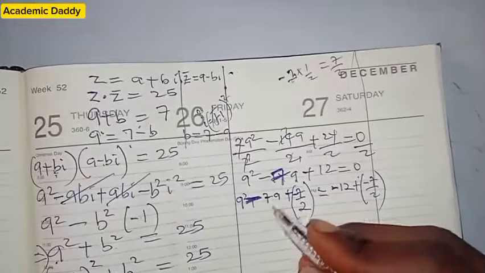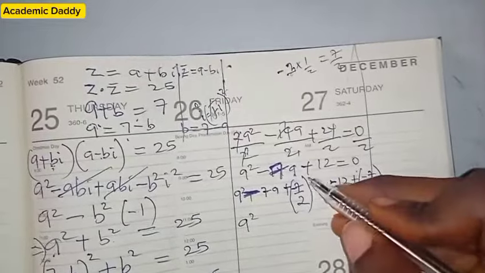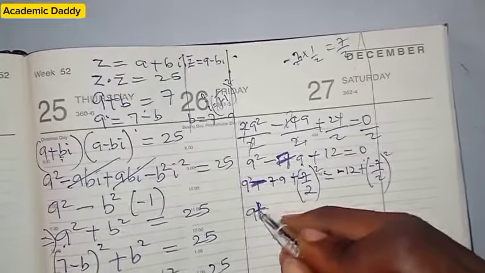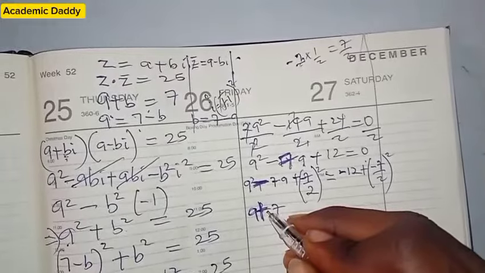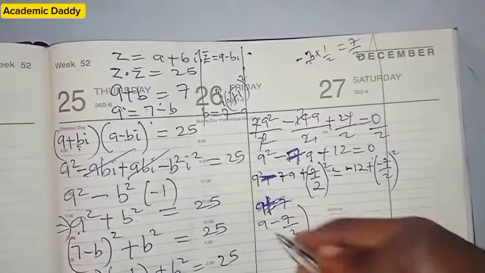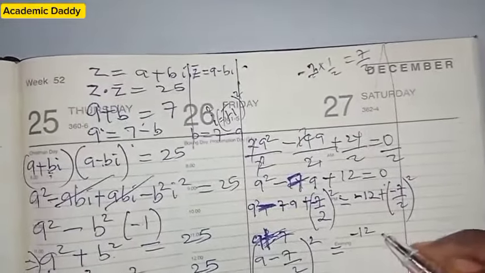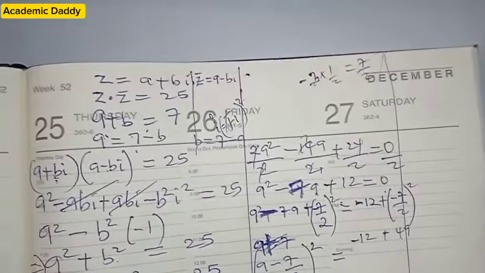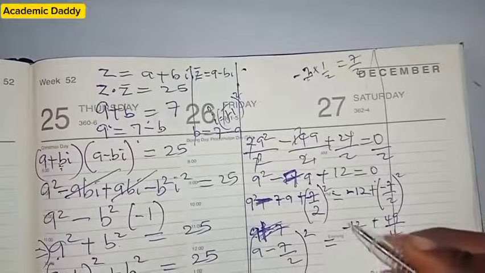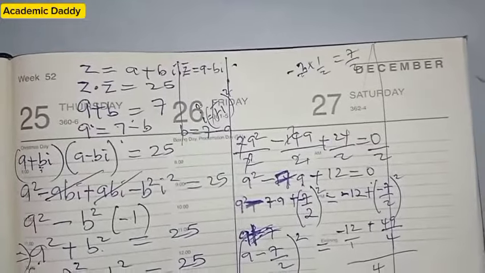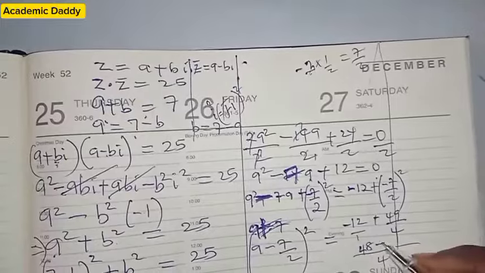So when I do this, taking the LCM, I'll have a squared, and you add the square of the coefficient to both sides. So a minus 7 over 2 all squared is equal to minus 12 plus 7 squared, which is 49, all over 4. So 4 times 12 is 48, plus 49.